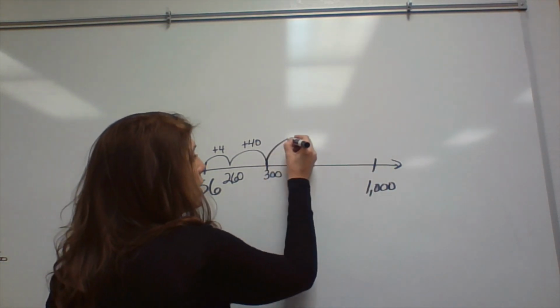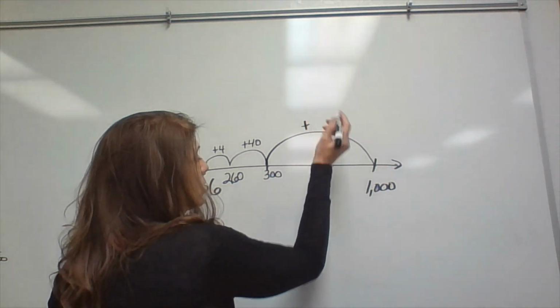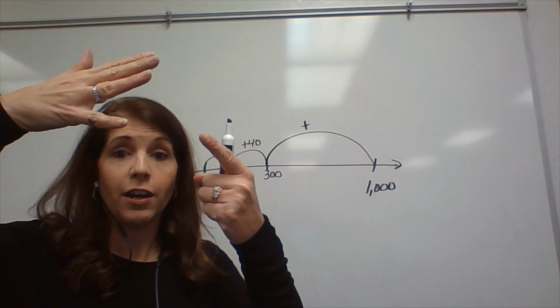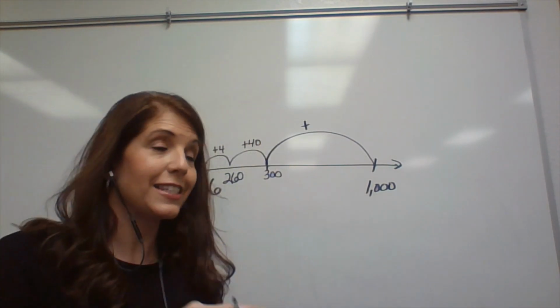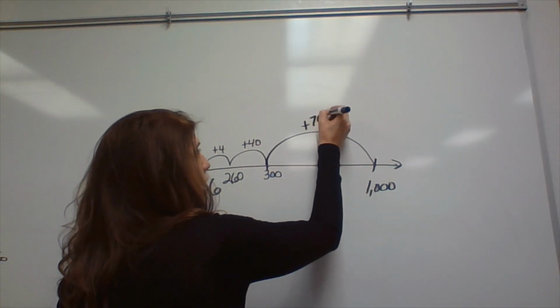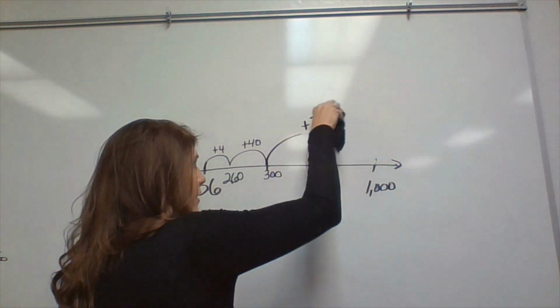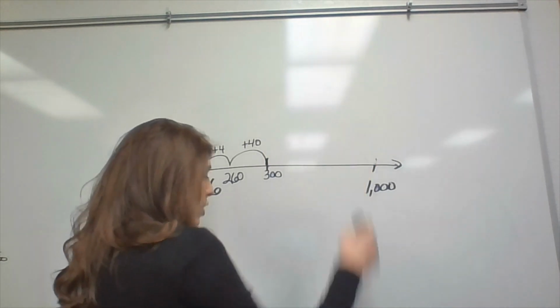I could say 300 plus what equals 1,000. I could go 400, 500, 600, 700, 800, 900, 1,000. So I just counted 700. I could put 700. I could do it that way, right? And that would work. I could also do it if I don't know exactly how to count up to that. I could do it in smaller hops. I could do it like this.